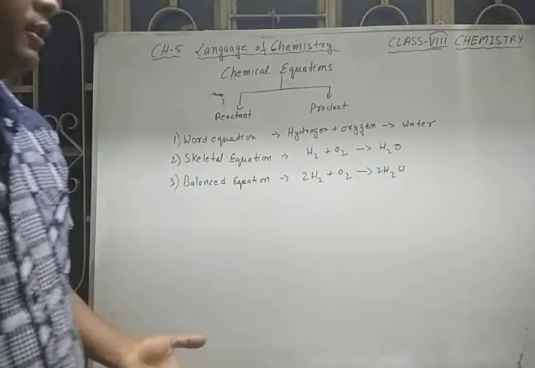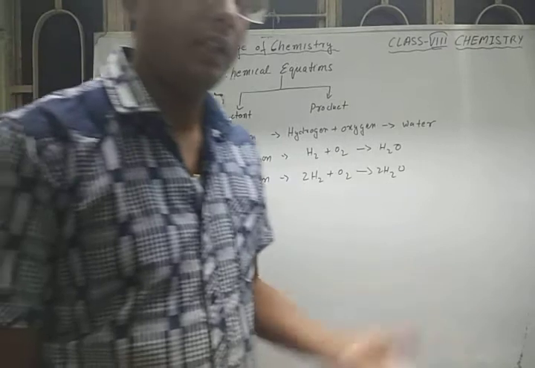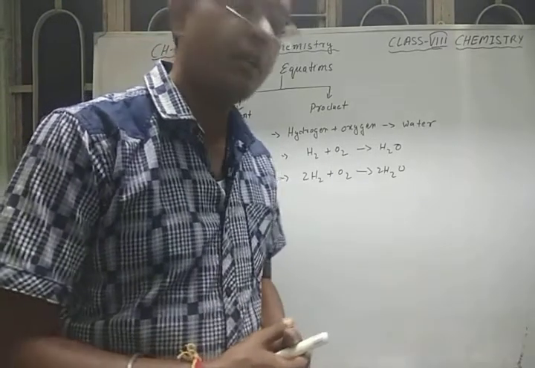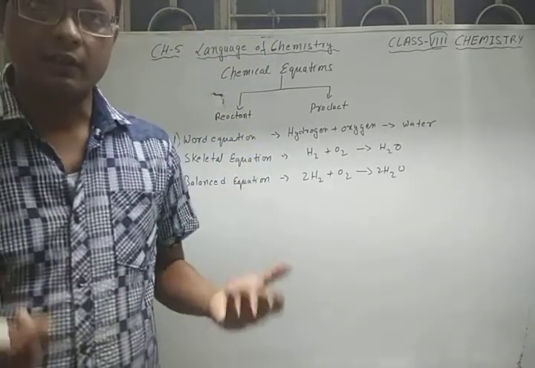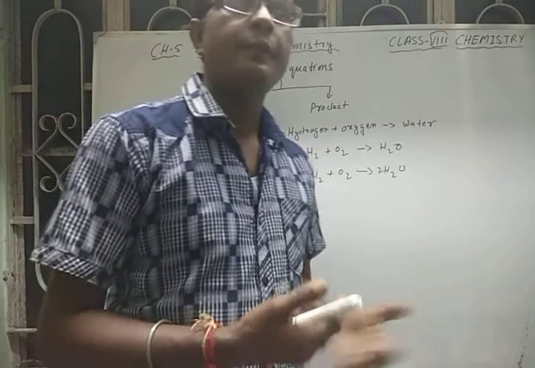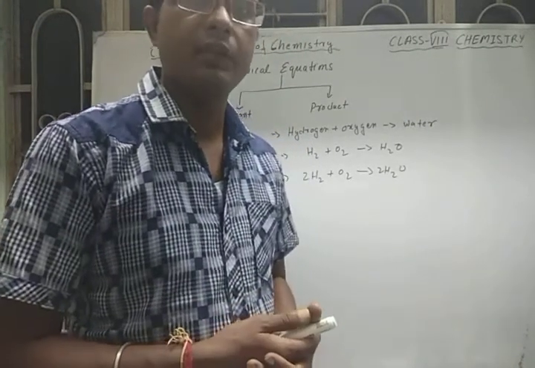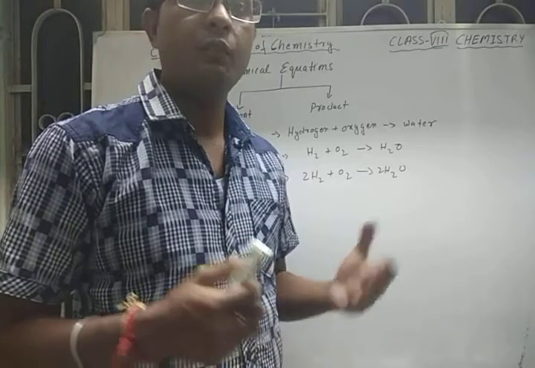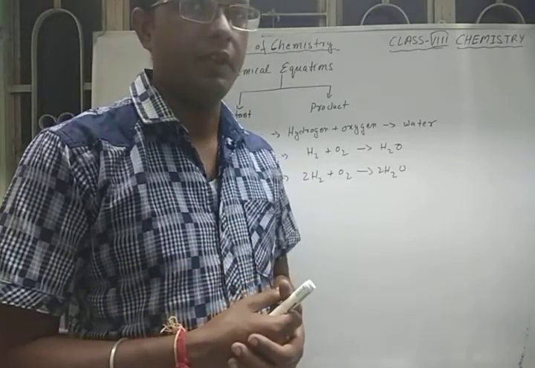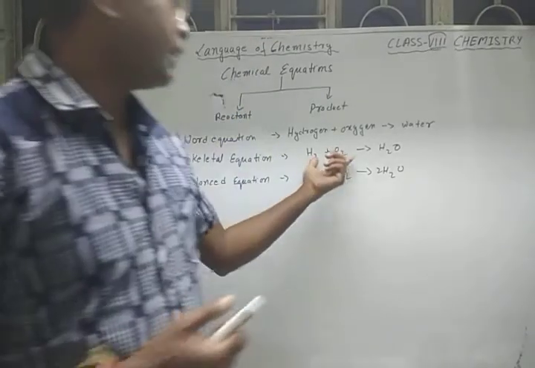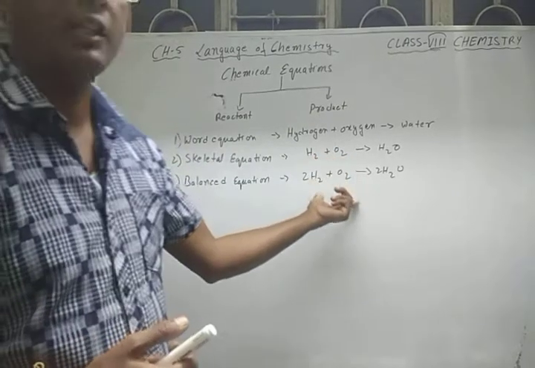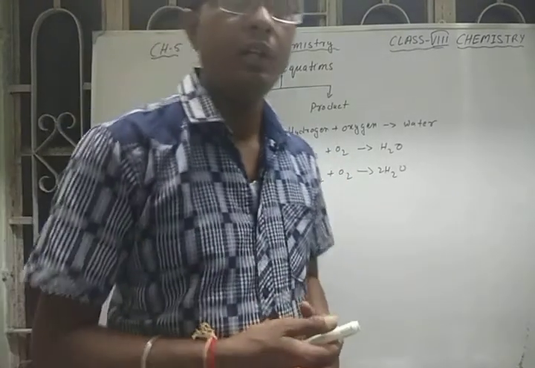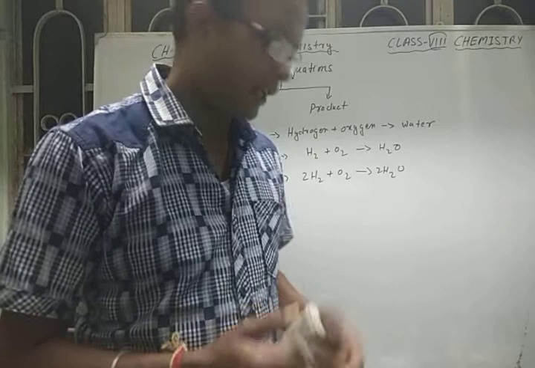Now I will explain how to balance the chemical equation. But before learning how to balance a chemical equation, we have to know some basic things. What is the need of balancing a chemical equation? Why do we balance? Why don't we write the equations like this? What is the reason behind balancing chemical reactions?